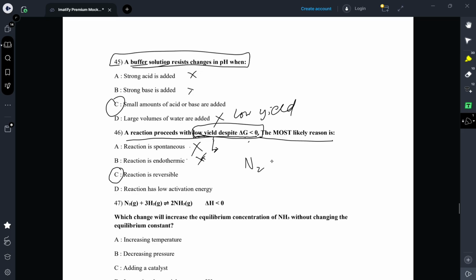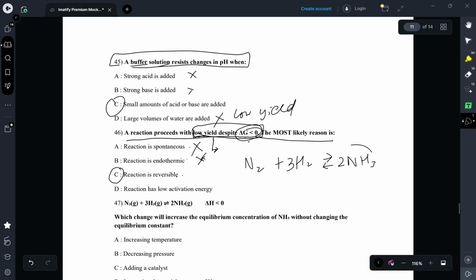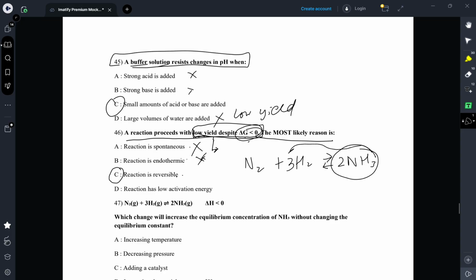For example, when we talk about production of ammonia, NH3, this is a reversible reaction. So 2 and 3 here. Although this reaction has delta G less than 0, still if it is reversible, then we will get low yield of NH3, because at the same time this will go back and form N2 plus H2. At the same time, N2 and H2 are forming ammonia.